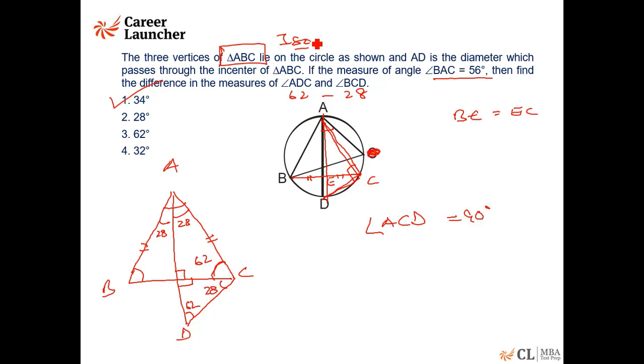The only condition which was given is AD passes through the incenter. If ABC is an isosceles triangle, AD will pass through the incenter, and not only that, it is going to be bisecting BC, which made our life very, very simple, and effectively we are able to solve the question without too much of a problem.